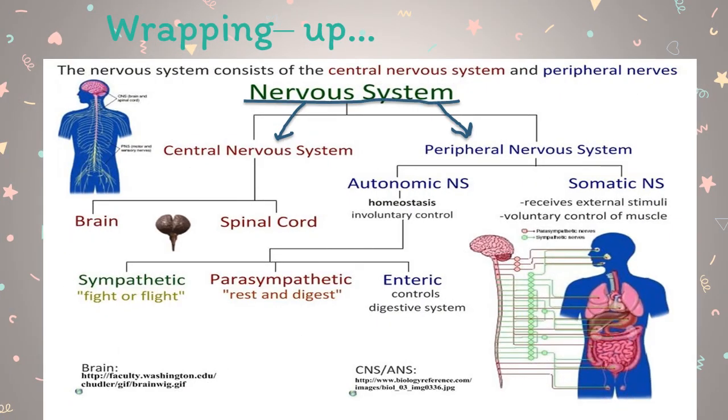To summarize what you have learned about the nervous system, let us review its structures. We have the central nervous system or the CNS that controls and coordinates the activities of the whole nervous system, and it is composed of the brain and the spinal cord. Then, its other component, which is the peripheral nervous system or the PNS, contains all the nerves outside the brain and the spinal cord. It carries impulses from the sensory nerves to the CNS and from the CNS to the motor nerves.